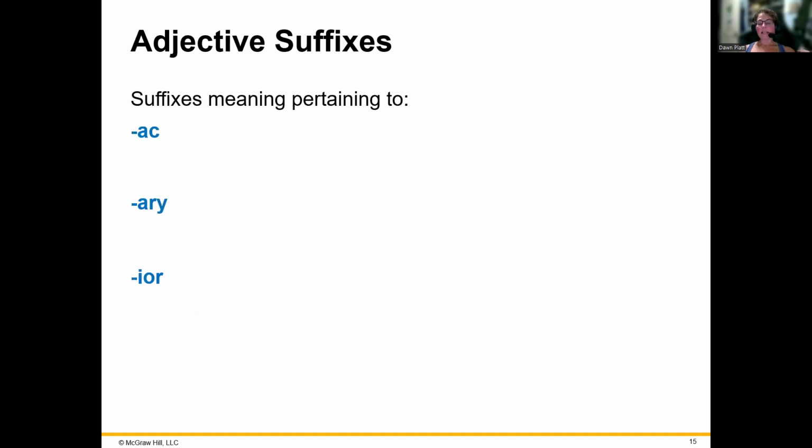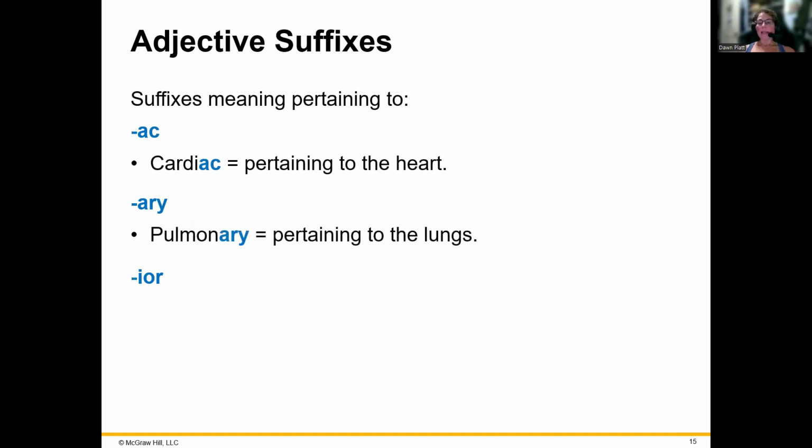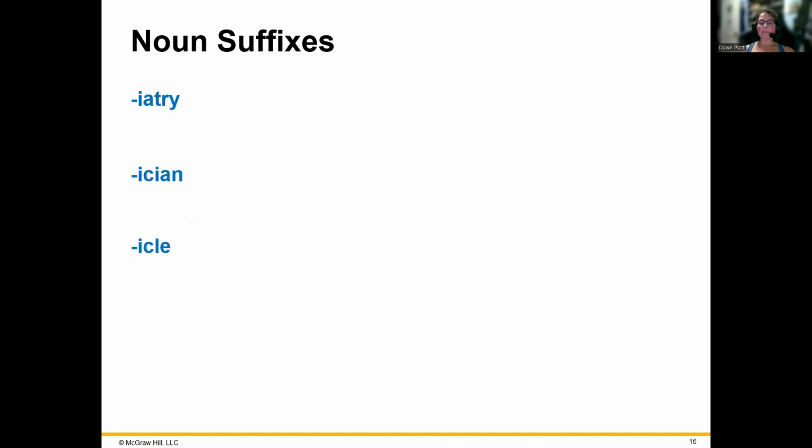Adjectival suffixes, again, these are pretty small, where they're just going to give more meaning to the root word as well. So we have cardiac, ac means pertaining to. Pulmonary, ary means pertaining to. And then posterior, ior means pertaining to. So cardiac, pertaining to the heart. Pulmonary, pertaining to the lungs. Posterior, pertaining to the back of the body.